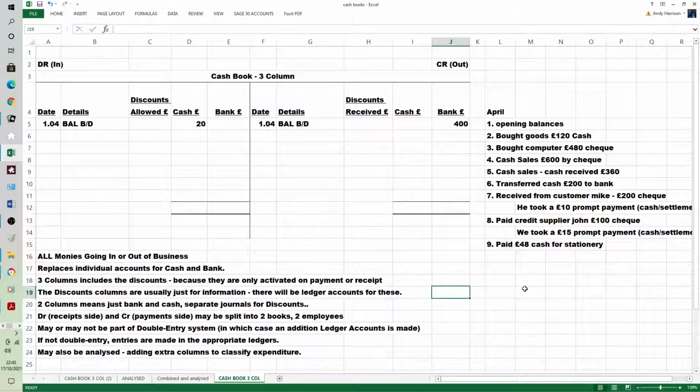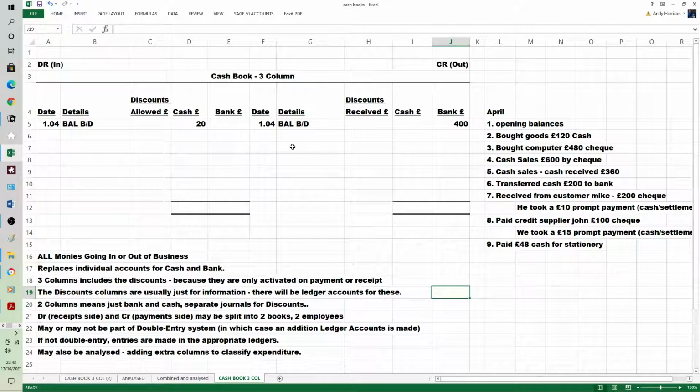And then we can analyse it later, which means you're going to add a few columns. I'll show you one that I've got completed, and we can also split them so that one member of staff, as I mentioned earlier, does the debit side, one does the credit side. Let's have a look then, let's fill them in.